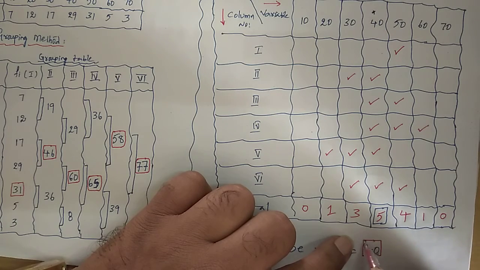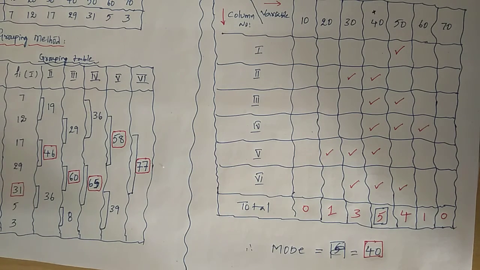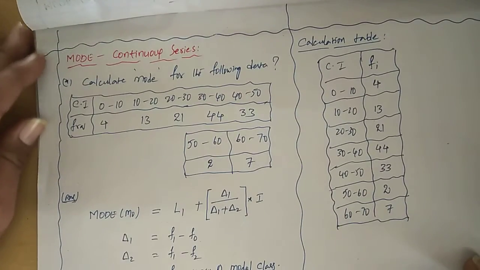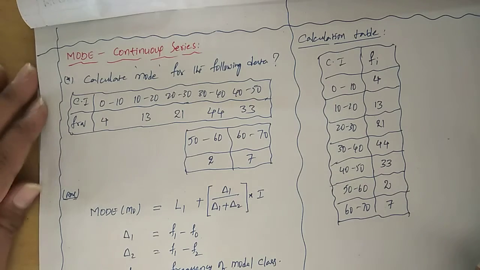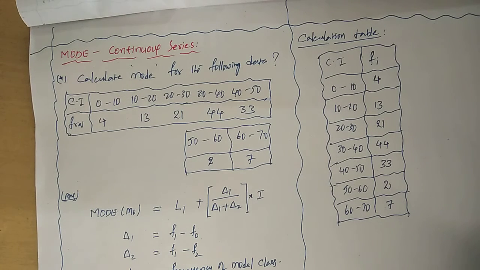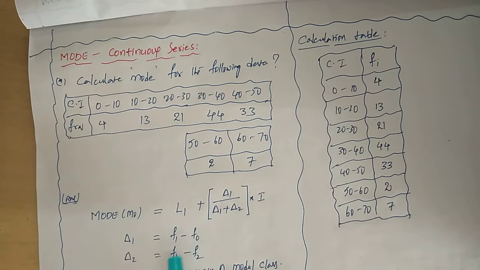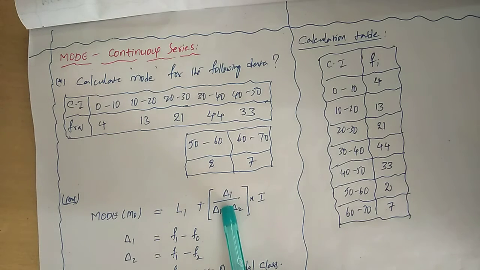Okay. Now we go for calculation of mode by using formula under continuous series type of data. Okay. Now we discuss how to calculate mode under continuous series. It's very, very simple. Only thing is you need to by heart this formula. So mode under continuous series is nothing but L1 plus delta 1 by delta 1 plus delta 2 into I.